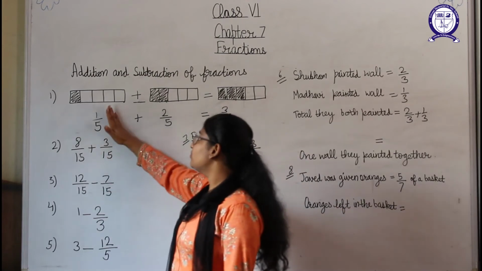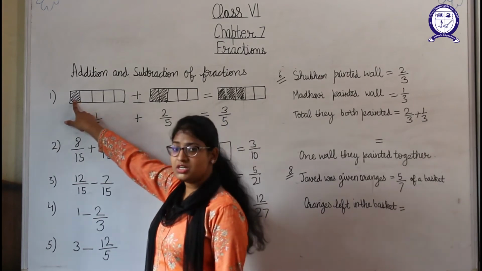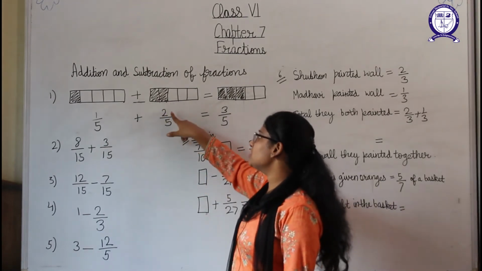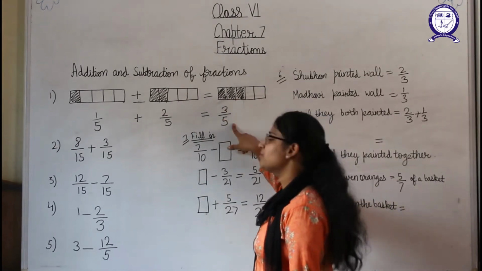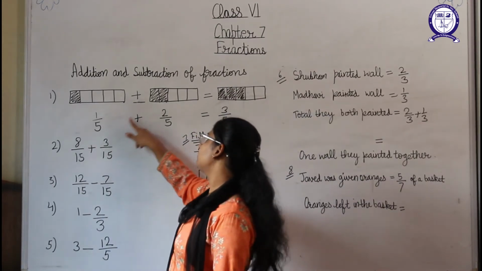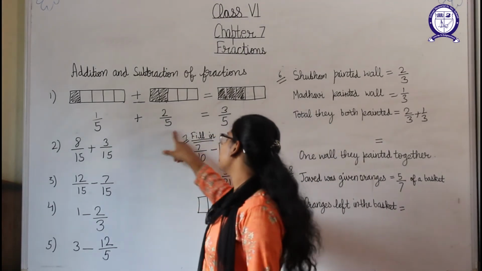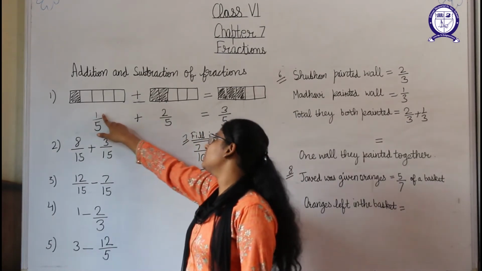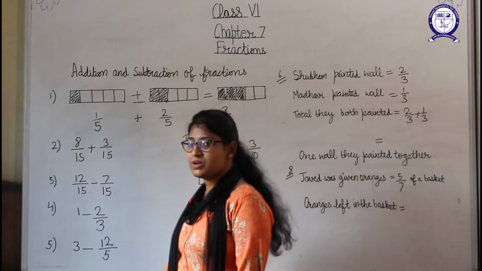Okay, and if we show it as a fraction, here total boxes are 5, and which part is shaded? Only one part. So 1 by 5 will be the fraction. Here total boxes are 5 and 2 are shaded, so 2 by 5 will be the fraction. Here total are 5 boxes and 3 are shaded, so 3 by 5 is the fraction. It means when we add 1 by 5 to 2 by 5, we get 3 by 5. The denominators are the same, 5, 5, 5, and we are adding the values of the numerators. Here 1 plus 2 gives us 3. So in this manner we can solve other questions also.